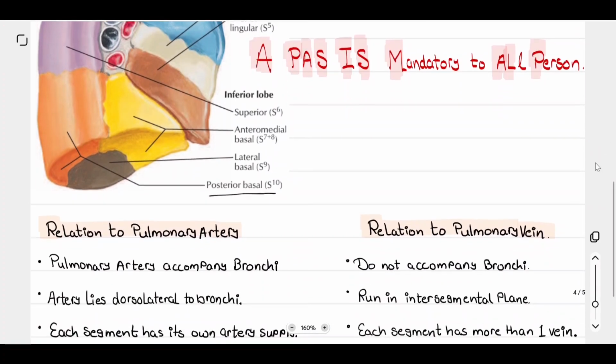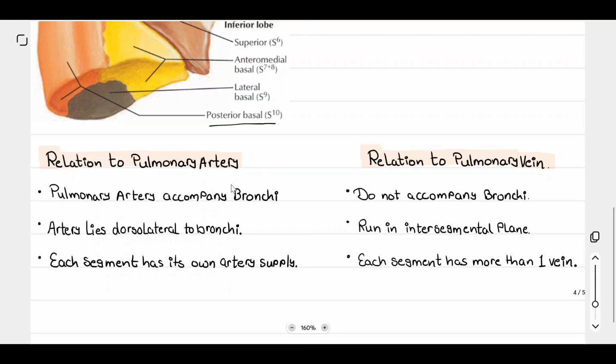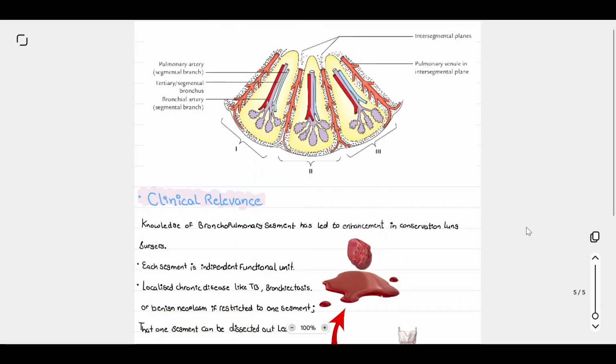So done with the segmental distribution. Now the relations to pulmonary artery and relations to pulmonary vein. So pulmonary artery accompanies bronchi. Artery lies dorsolateral to bronchi, and each segment has its own arterial supply. We will cover this with the help of the same diagram.